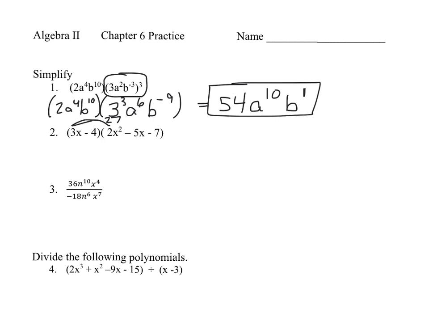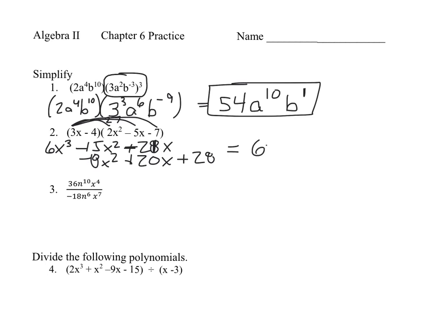Number 2, we are distributing, we're multiplying here. So I'm going to have 6x cubed minus 15x squared plus 28 minus 8x squared plus 20x. Hold on a second here. Sorry about that. 6x cubed minus 15x squared, and this should be a negative 21x. And then I've got negative 8x squared plus 20x plus 28.